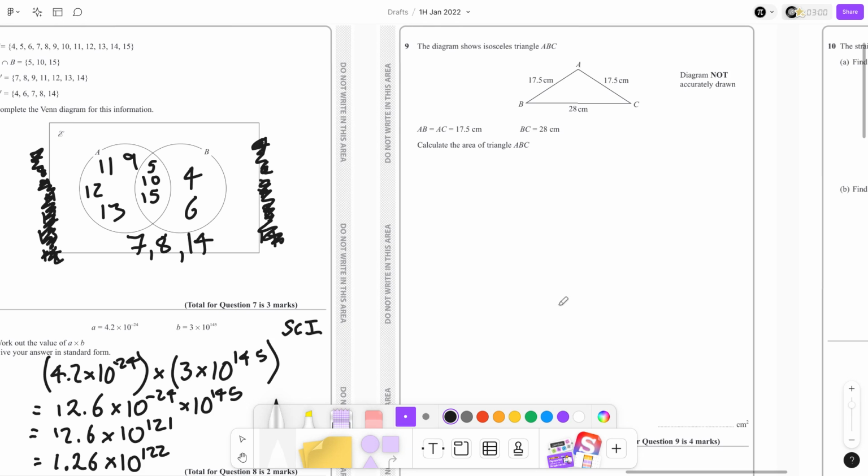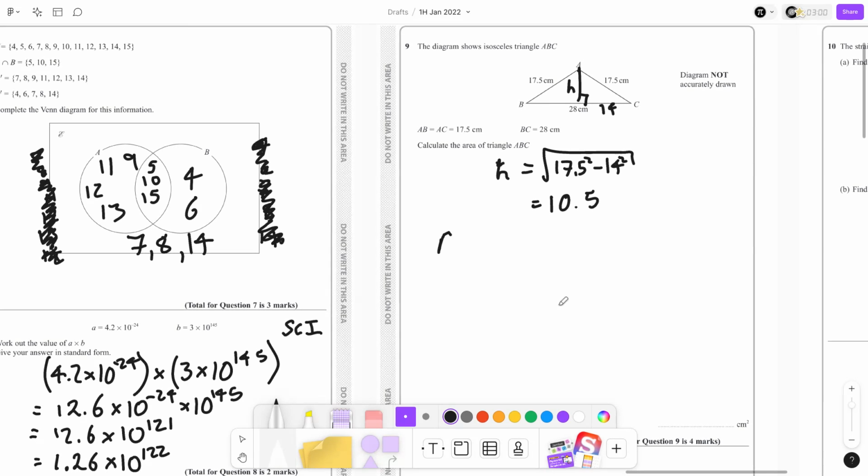It's an isosceles triangle. I'm going to find the area. So we're just going to drop a perpendicular down there. This is the H. So the H of the triangle, well, we know that H is the square root of 17.5 squared minus 14 squared. It's 14 because the perpendicular bisects the base. So 17.5 squared minus 14 squared, square rooted, is 10.5.